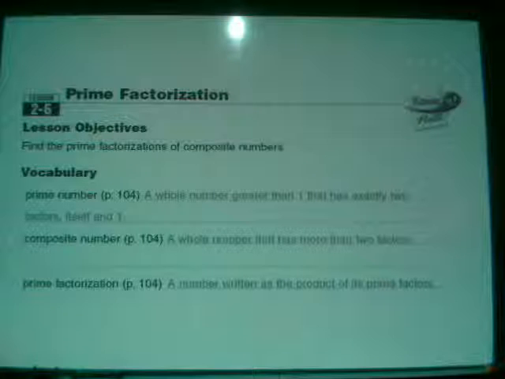It's theorized that any number can be written as the product of its primes. Now again, I say it's theorized because of course numbers are infinite, and as we keep going through numbers we have to test everything. But that's the theory, that every number can be written as the product of its primes. And that's exactly what prime factorization is. A number written as the product of its prime factors.